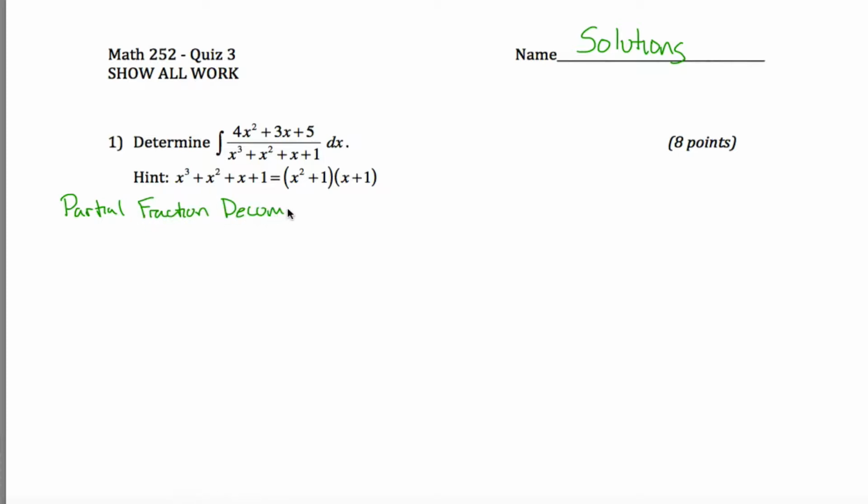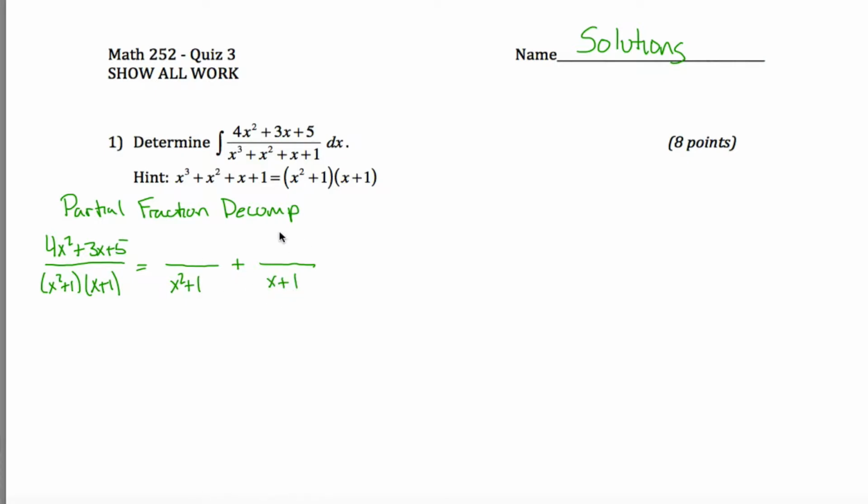The way you do partial fraction decomposition is you say, all right, this thing, 4x squared plus 3x plus 5, divided by, and I'll go ahead and write the factored form of the denominator here, x squared plus 1 over x plus 1. That thing's got to be equal to a sum of two fractions, rational expressions really. One of them's x squared plus 1 and the other one's x plus 1.